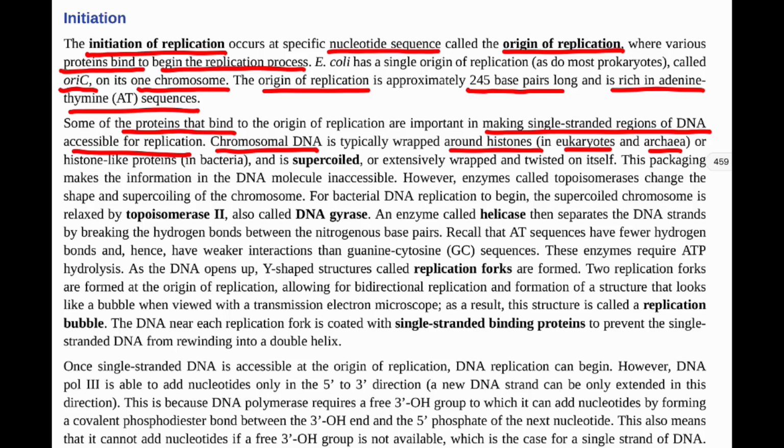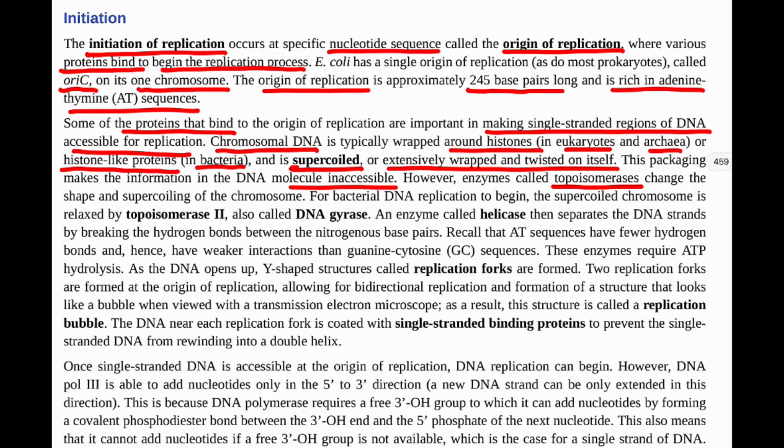So we do see histones in eukaryotes as well as archaea, but then we have what are called histone-like proteins in bacteria. They're not just like the histones in eukarya, but they're very similar. So it is supercoiled or extensively wrapped and twisted on itself to be in a small space. That makes it very inaccessible. It's very, very wrapped up, very tightly wound, so it makes it hard to get to. However, we have topoisomerase, specifically here, that are going to go in and change the shape of this chromosome. They're going to go in and relax the chromosome.